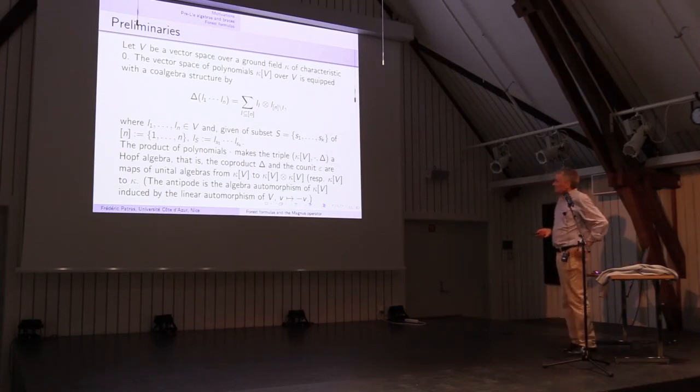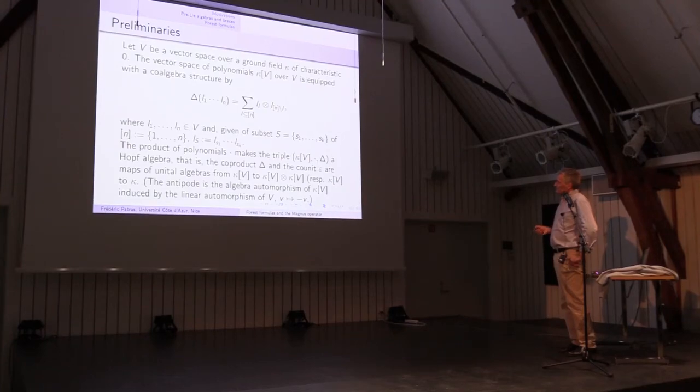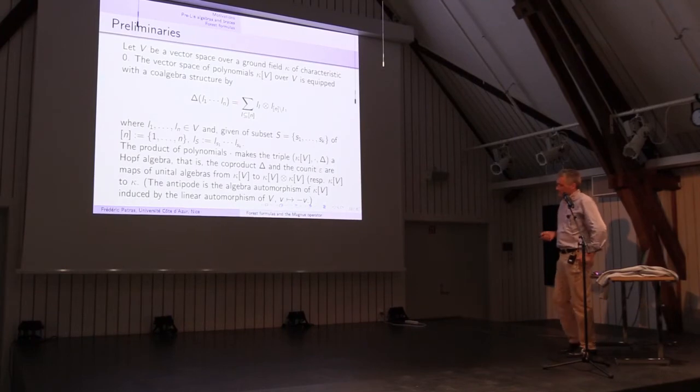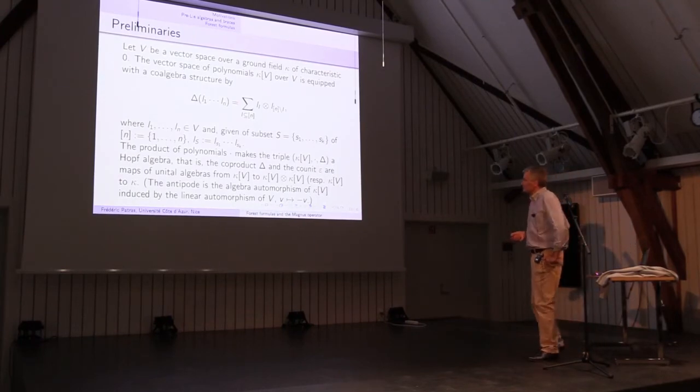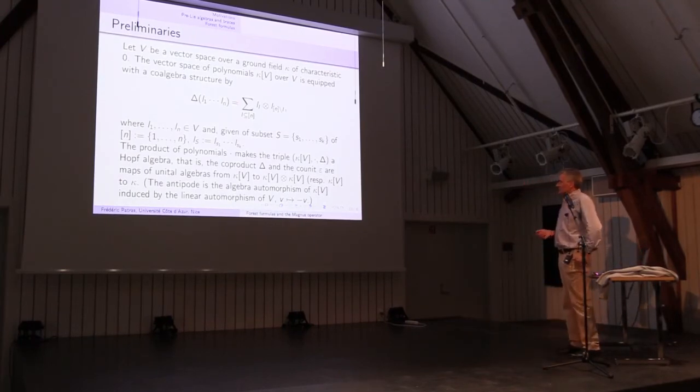I need to recall something about polynomial algebras. When you start from a vector space V and you look at the algebra of polynomials over V, you can introduce the dual structure, so a coalgebra structure, a map from K of V to the tensor product of K of V with itself, which is defined that way. This is the dual notion of the product on the polynomial algebra.